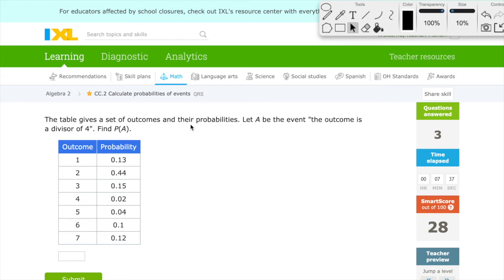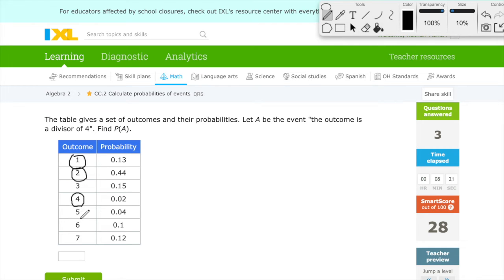Table gives an outcome. Okay, same thing. Probability that the outcome is a divisor of 4. So thinking about our math terms, basically what that means is can we do 4 divided by that thing and get a whole number back? So for example, we can do 4 divided by 1 and we get a whole number back. We get 4. If we do 4 divided by 2, we get 2 back. If we do 4 divided by 3, that's not going to work because it's going to give us a decimal. 4 divided by 4 is 1.